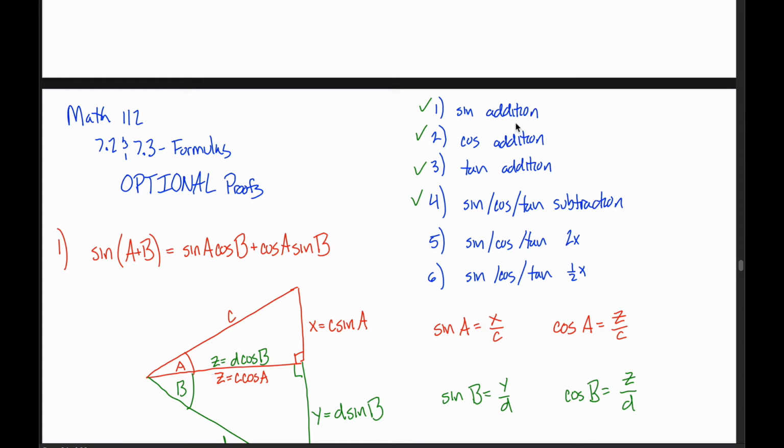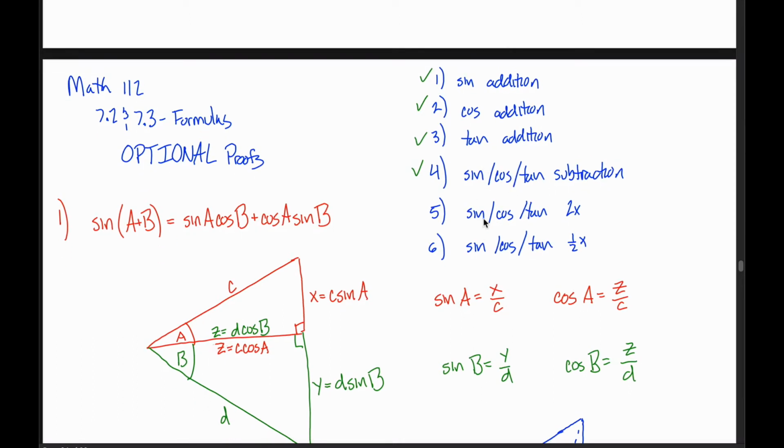All right, in the previous 4 videos, we've come up with the sine, cosine, and tangent angle addition formulas, and then the sine, cosine, and tangent angle subtraction formulas. In this video, what I want to do is use those to come up with the sine, cosine, and tangent double angle formulas. And then once we have that, in the last video, I'll come up with the sine, cosine, and tangent half angle formulas.